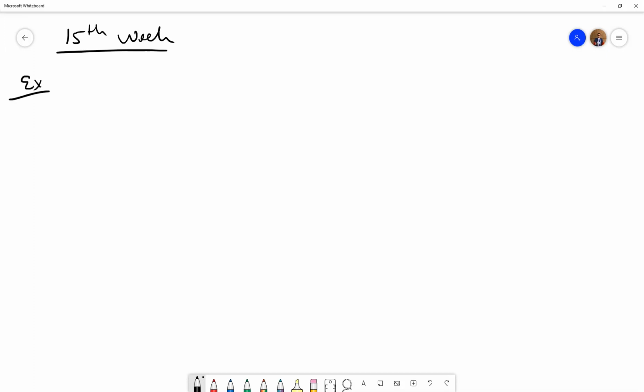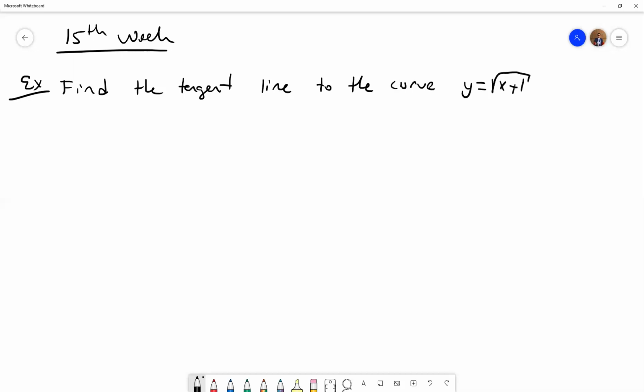First example is: find the tangent line to the curve y is equal to square root of x plus 1 at the point x is equal to 3. Now we have lots of ways for this one.